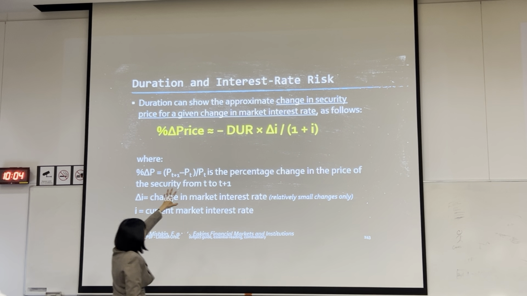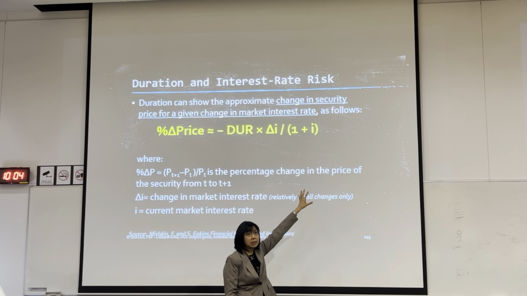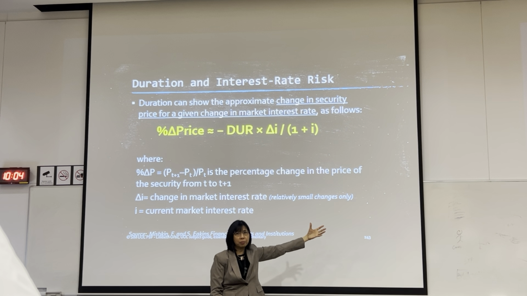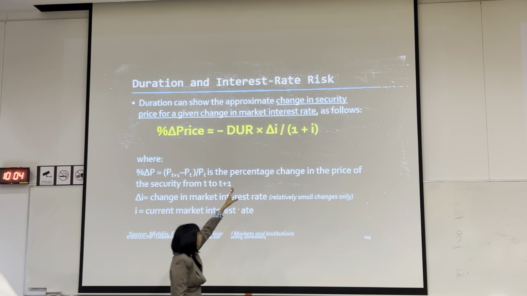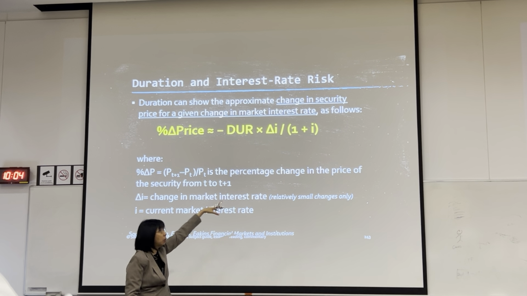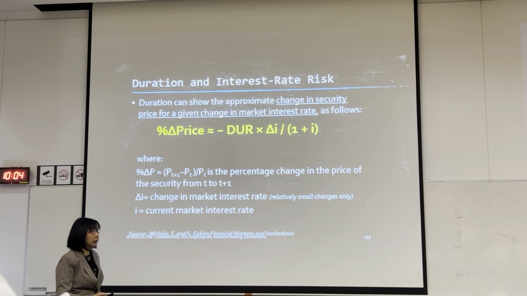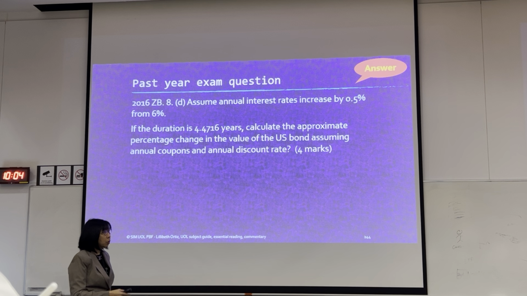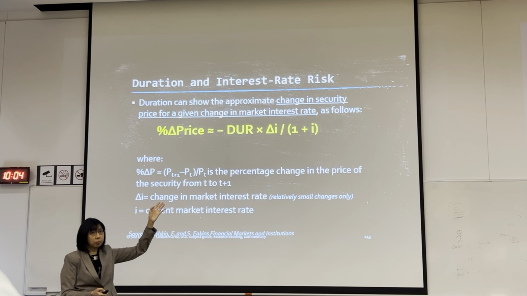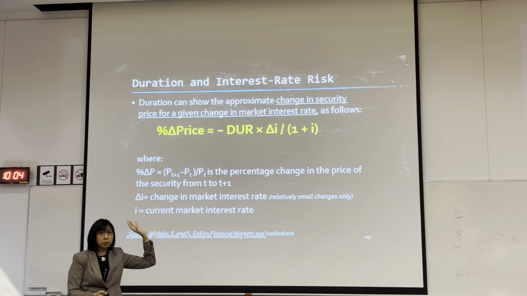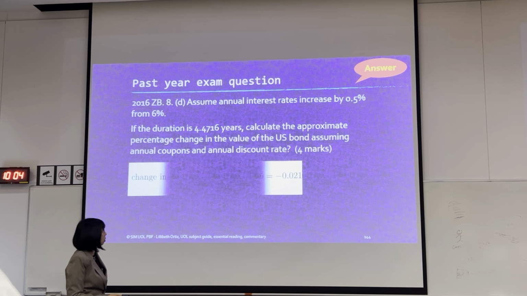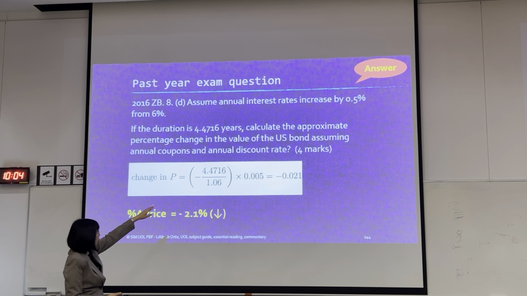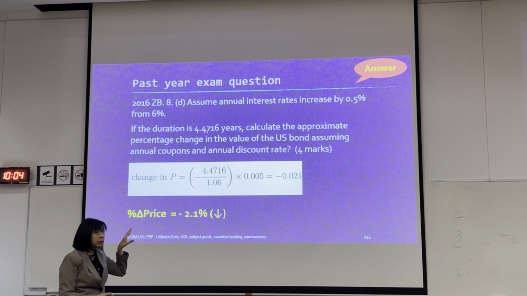So if you take this duration and divide it by 1 plus I, that's actually the modified duration. Then you multiply it by the change in interest rate, that will tell you the change in the price. So you just apply this equation for that exam question. You're given the duration, 4.47, and you're given the 1 plus I.